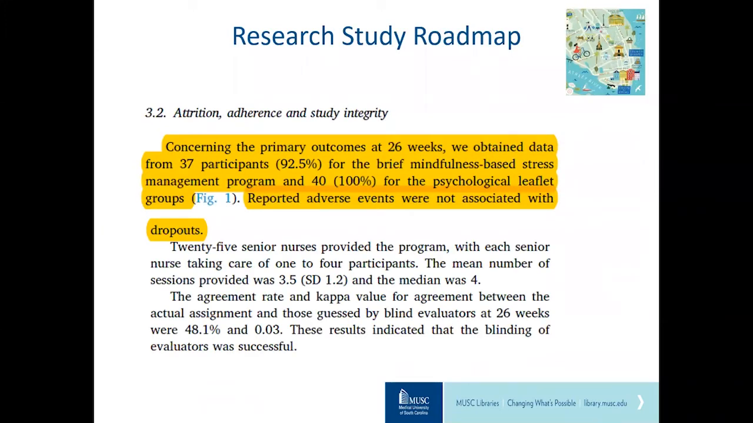So now we're on to looking at a different section of the research roadmap. Now we're to the point where we're really looking at the results section. The results section provides the needed information to answer this question. So they state that 92.5% of the intervention and 100% of the control groups completed the 26-week assessment.